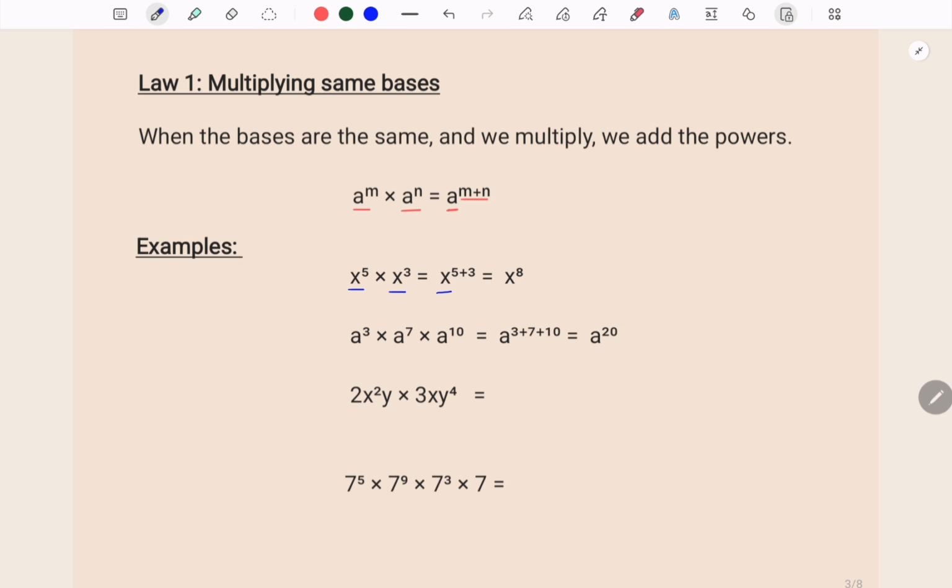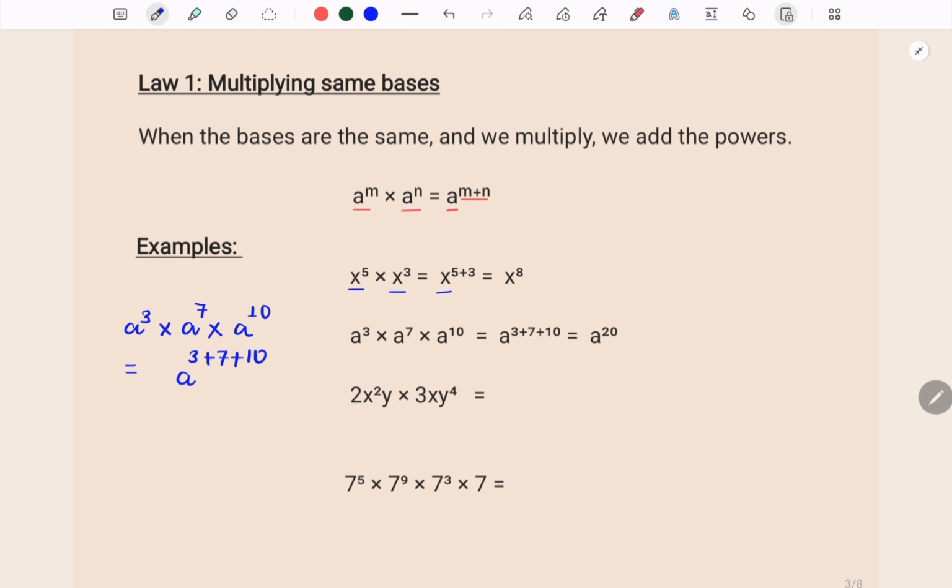Okay. Next example, I have a cube, that is also written on the slide, you can see. Then I have a raised to the power 7 and then I have a raised to the power 10 and I am multiplying all three terms. So what will I do? I can see that here the base is same. So I'll keep the base and then I will add the powers.